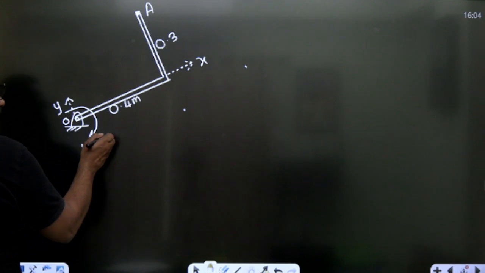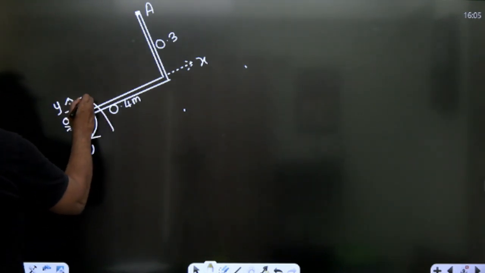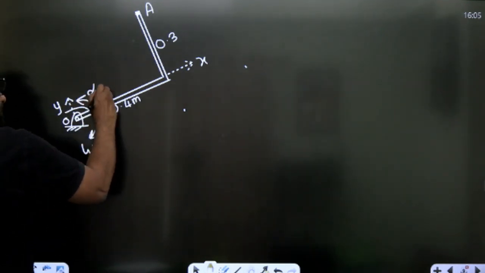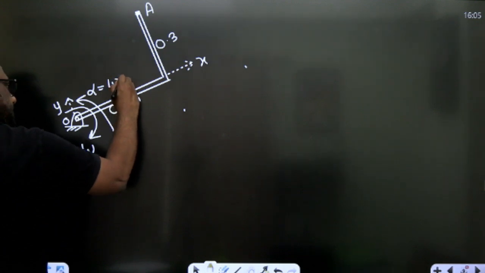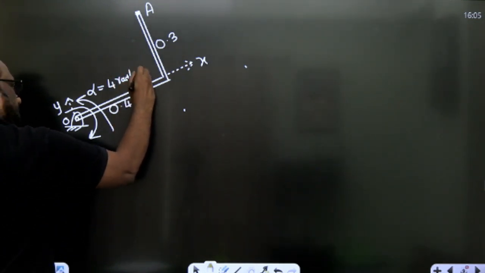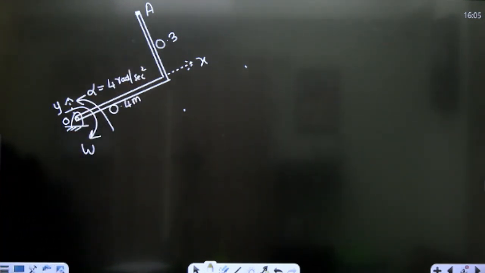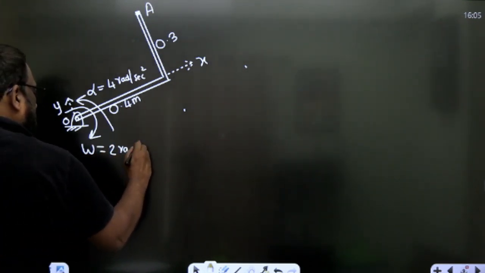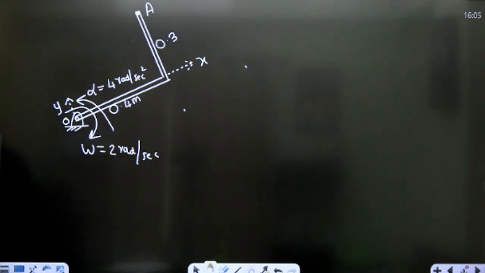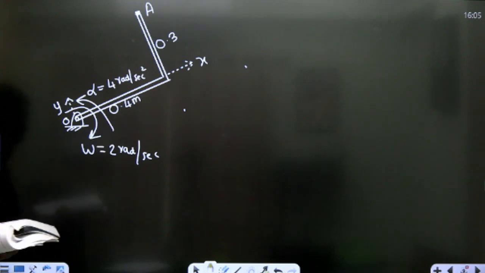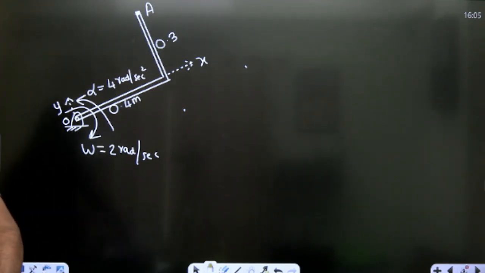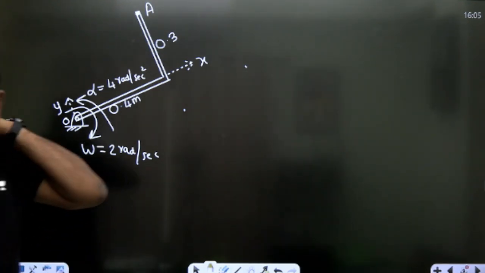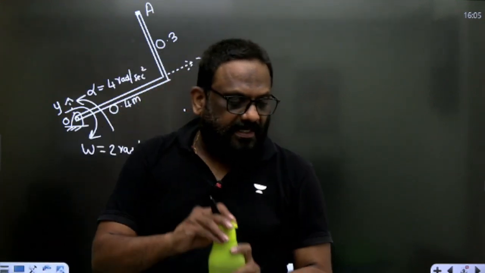What will be the direction of alpha? It will be in the anti-clockwise direction, and that alpha is given as 4 radian per second square. It is given in the problem. And omega is given as 2 radian per second. What is he asking? Write the vector expressions for the velocity and acceleration at point A. A simple question, but now I'll solve this by using vector approach.